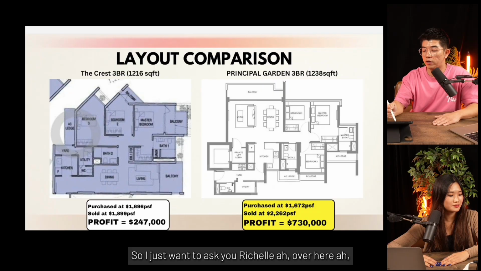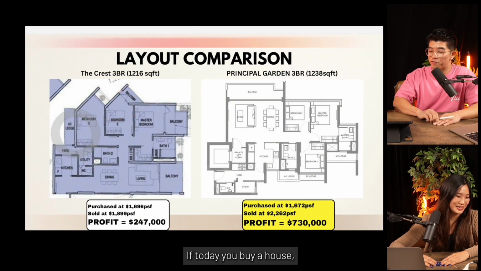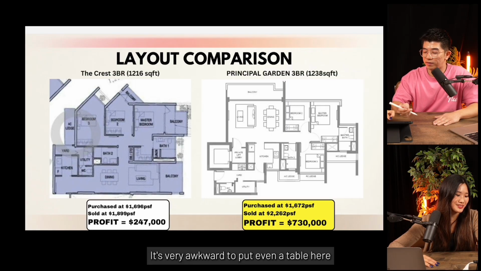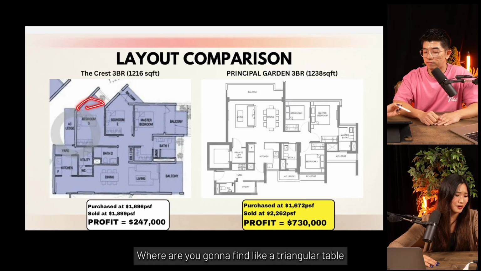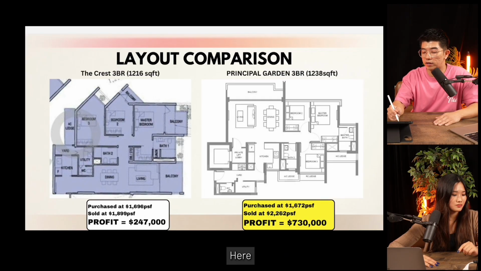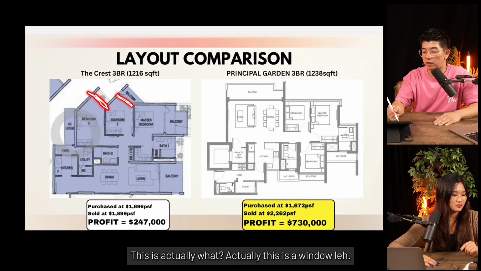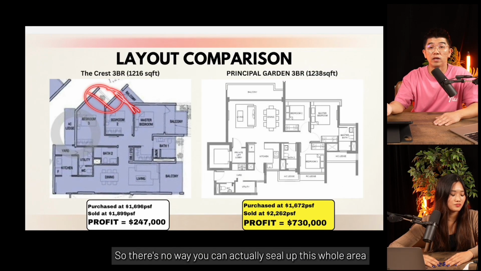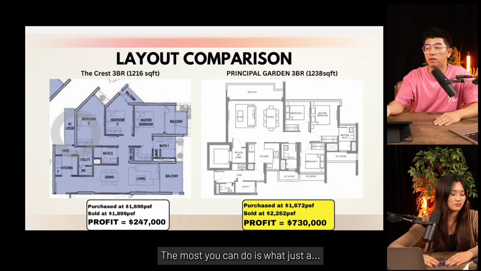Rochelle, if today you buy a house, what are you going to do with this space? It's very awkward to put even a table here. Where are you going to find a triangular table? That's one thing, the triangle. Second, the area we are looking at over here is actually a window and a balcony. So there's no way you can seal up this whole area. The most you can do is what?